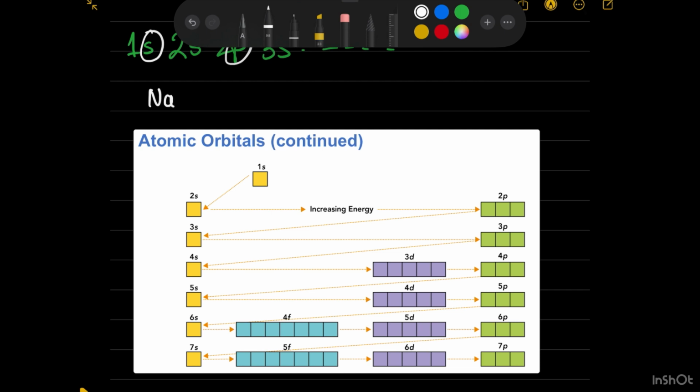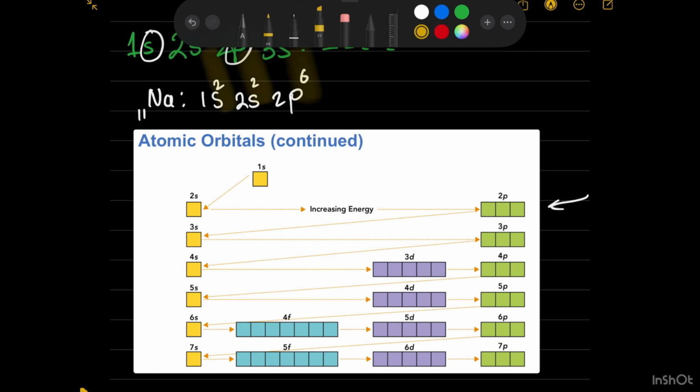Since we start with 1s, we have to write 1s2 because the maximum capacity of s is 2 electrons. Keep in mind, sodium has 11 electrons. And then after the 1s, we go to the 2s, and the s orbital is occupied by 2 electrons. And after the 2s, we go to the 2p, which has a capacity of up to 6 electrons, and we fill it. So far, if you count the number of electrons that we already filled, you have 6, 2, and 2. The overall is 10 electrons, but we need to fill 11 electrons.